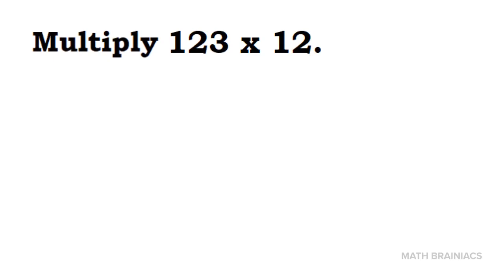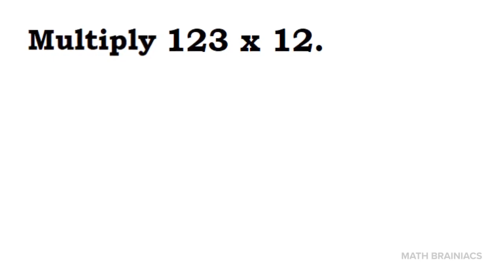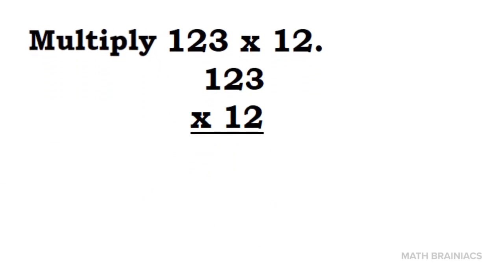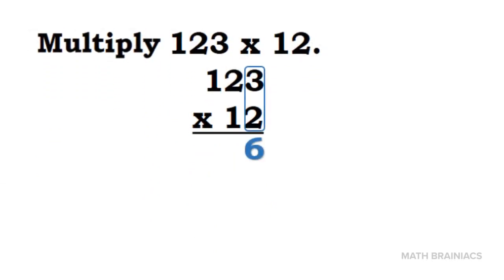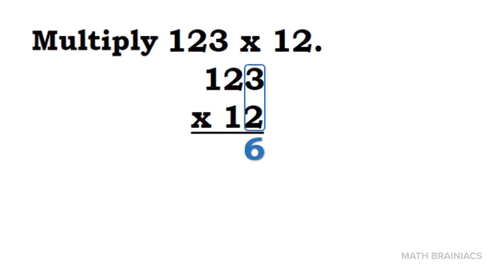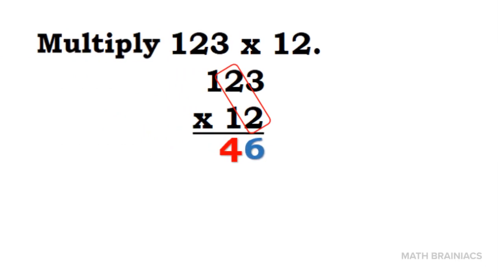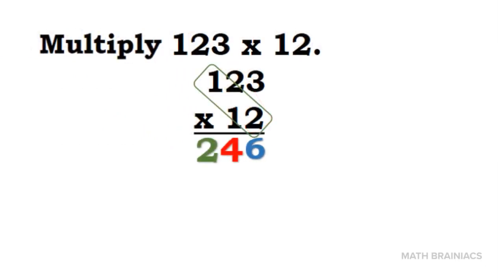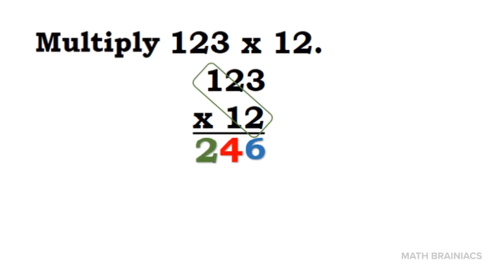Let's work on another example so that you can understand it well. Multiply 123 by 12. Writing the numbers vertically, we can start with the ones place value. Accordingly, 2 times 3 is 6. Afterwards, 2 times 2 is 4. Following that, 2 times 1 is 2.